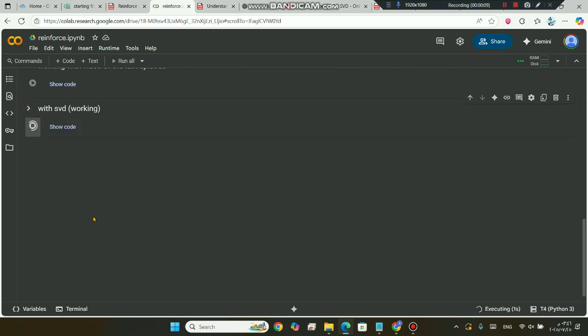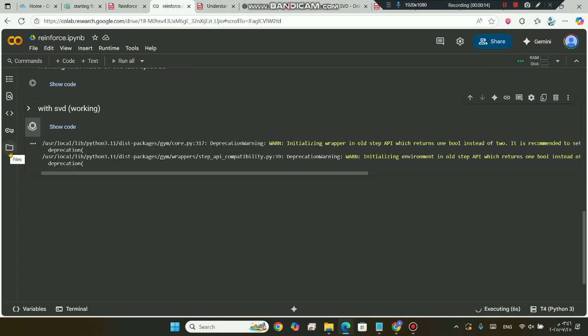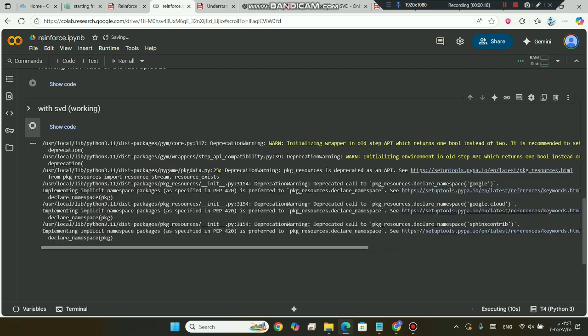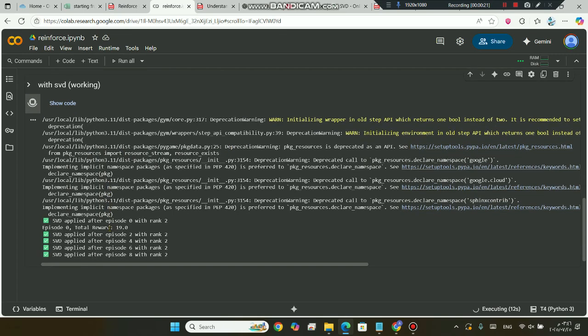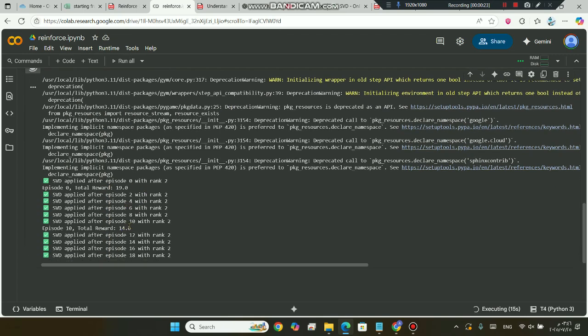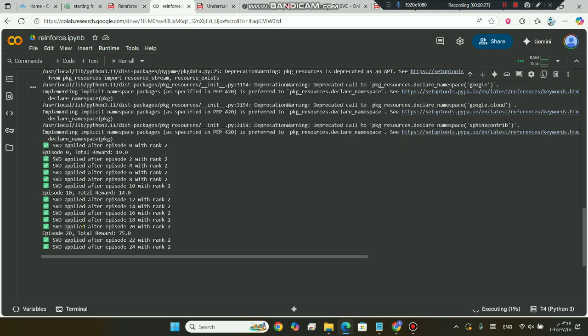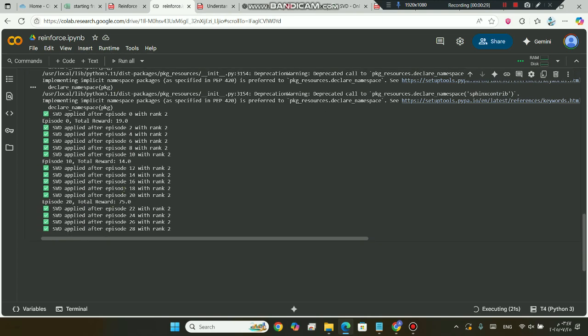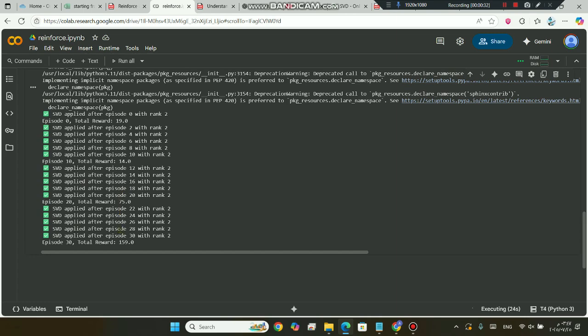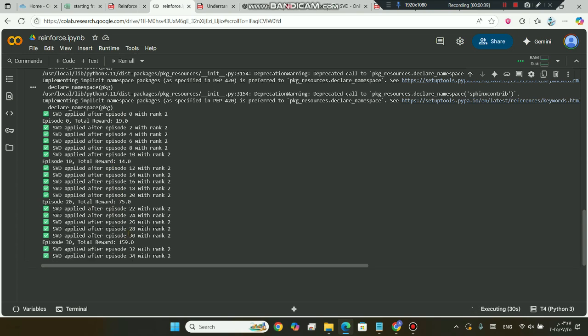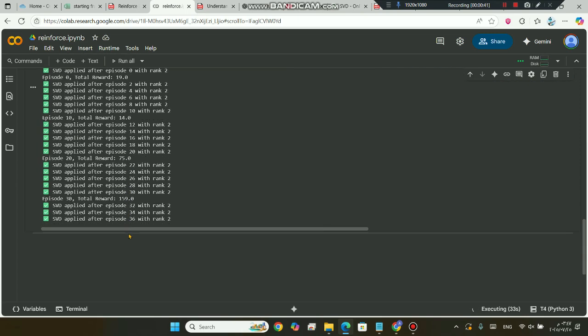So I'll run it, see if we start learning. Okay. So now we're applying the SVD by smoothing out some layers of the neural network. Right now it seems like the reward is increasing, which is good. So we are improving.